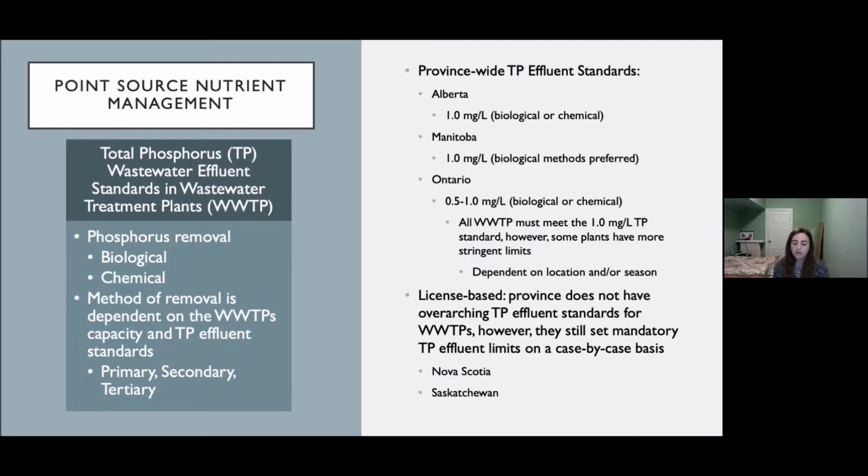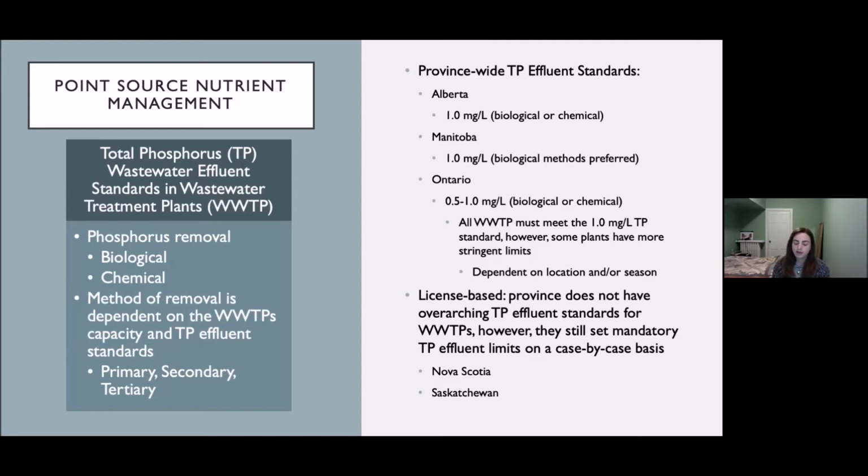In the other two provinces, Nova Scotia and Saskatchewan, rather than setting province-wide total phosphorus effluent limits, they set them on a case-by-case basis. So when they issue the license to the wastewater treatment plant, that's if and when they tell them they have to meet phosphorus reduction requirements. And I would also like to say that in this case, all of the provinces set these limits via the license, but Alberta, Manitoba, and Ontario set them for all of the licenses.